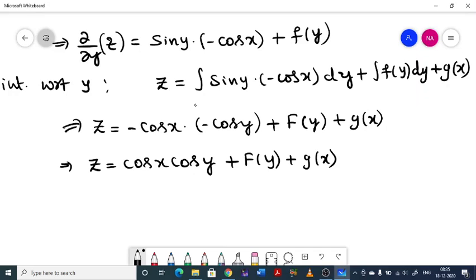Okay, this is z. That is the actual solution. Now we need to determine the constants by using the given conditions. Call this equation 1 and this equation 2. Why do we call this equation 1? Because I have to reuse this.